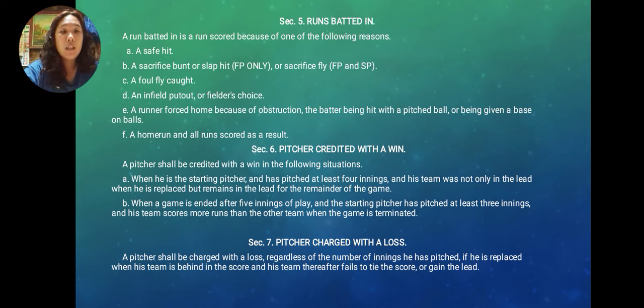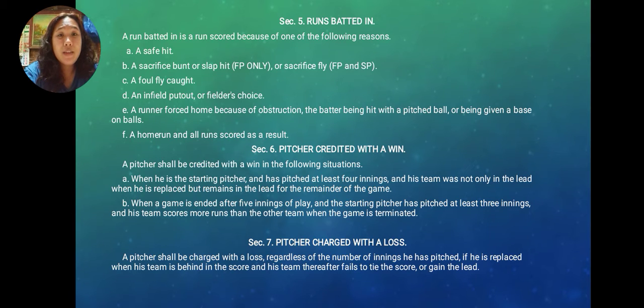So next, we will proceed to Section 5. Section 5 is runs batted in. A run batted in is a run scored because of one of the following reasons. For letter A, a safe hit. Letter B, a sacrifice bunt or slap hit, FP only, or sacrifice fly, or FP and SP.